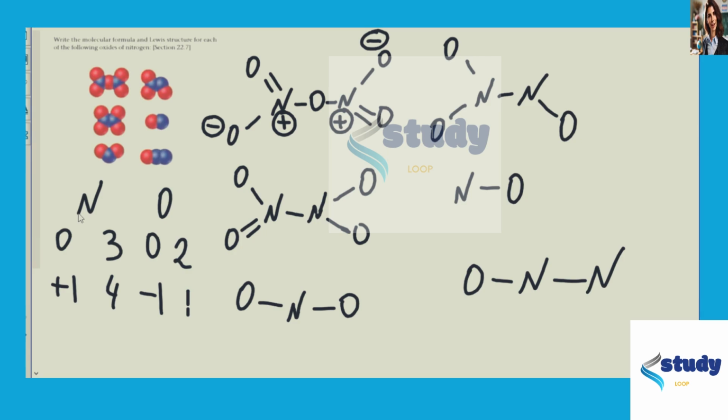Now let's put the remaining electron pairs. For oxygen, there are 2 pairs. For negatively charged oxygen, 3 pairs. And for neutral oxygen, 2 pairs. There are no lone pairs on nitrogens.